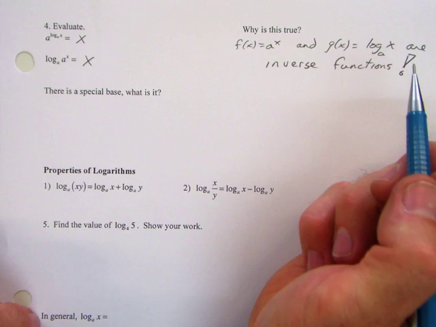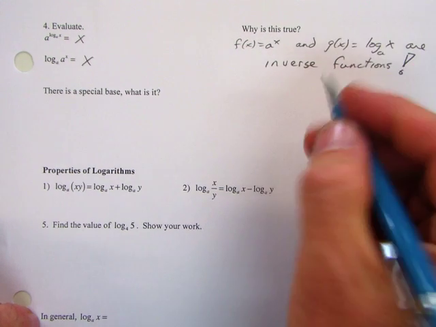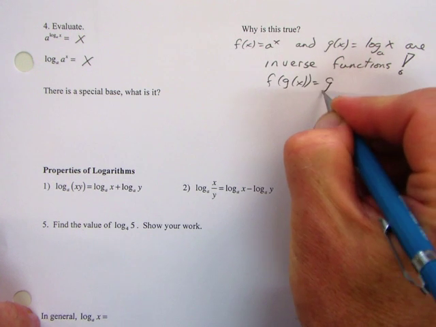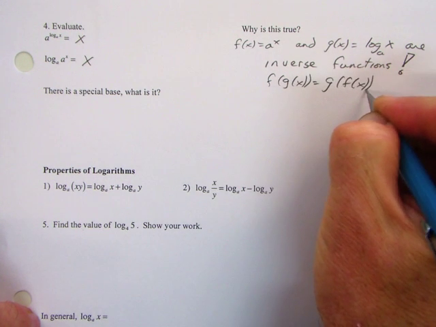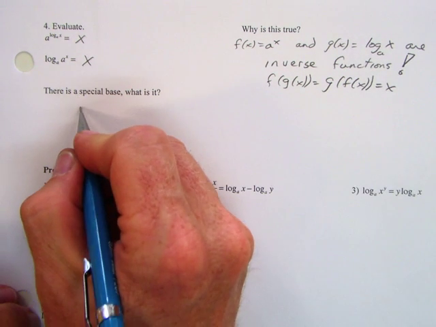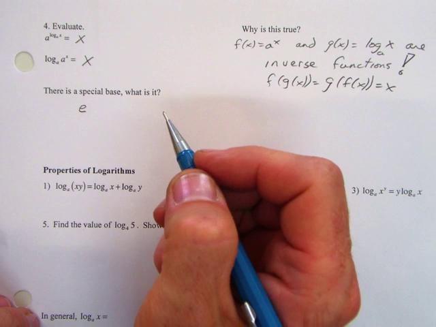And that's the justification for both of those. So f of g of x equals g of f of x, which equals x. There is a special base. What is it? It is e.